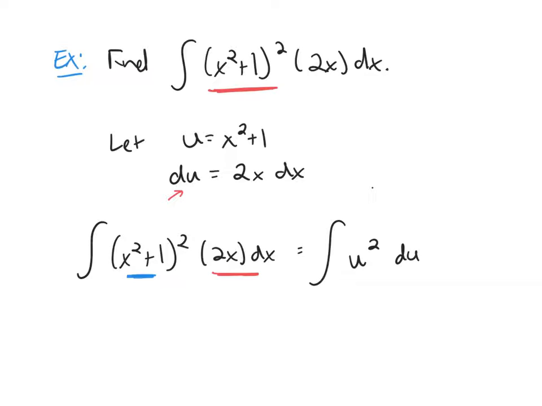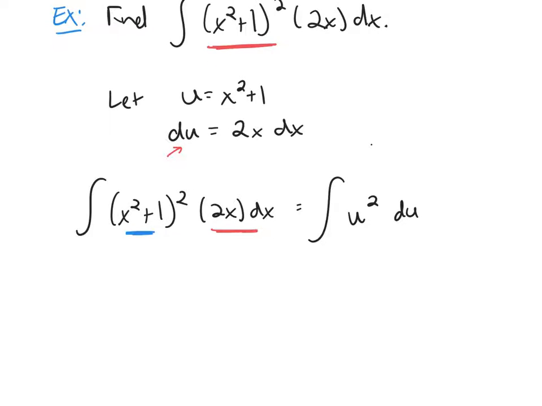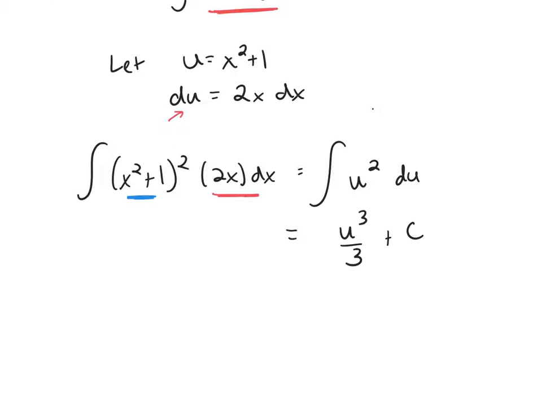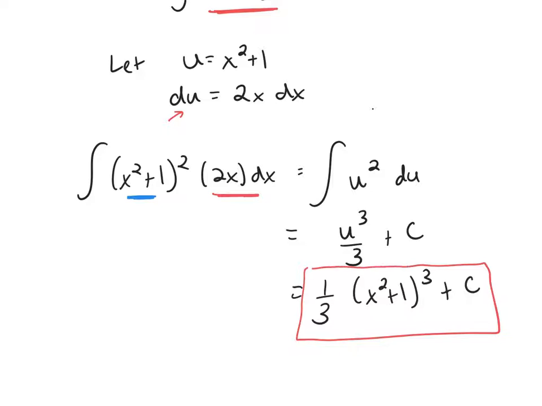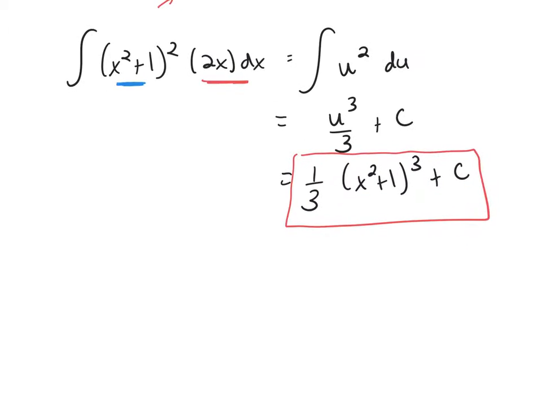So now I'm just looking for an antiderivative of u squared, u cubed over 3 plus c. And then finally you have to switch back to your original variable. My problem was originally in terms of x, so you're going to plug in u was x squared plus 1. And there is my answer. Okay, let's look at another one.